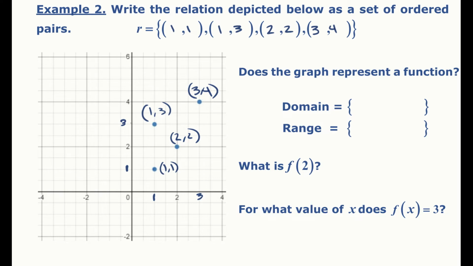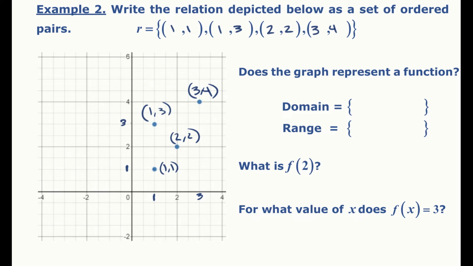Alright, so I'm sure you realize that it is not a function because the input 1 is paired with more than one output. 1 and 3 are different, so it's paired with more than one distinct output, right? So it's only a relation, it is not a function.